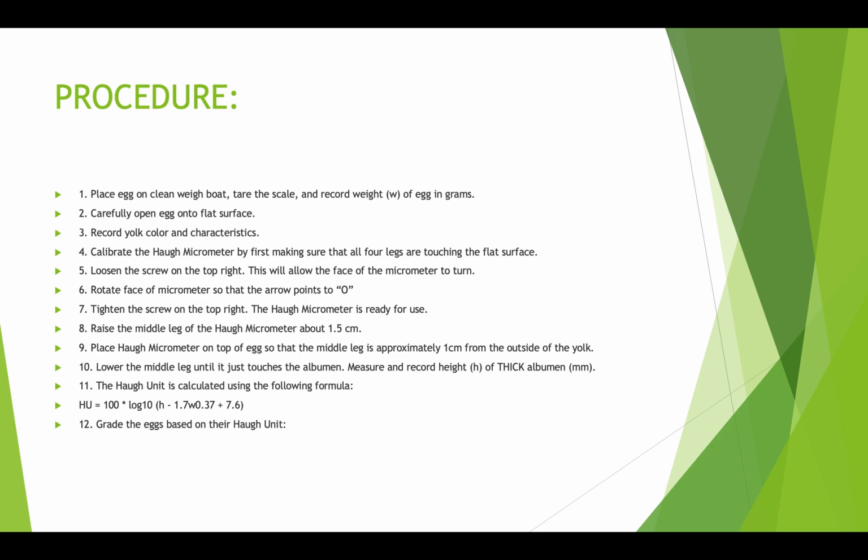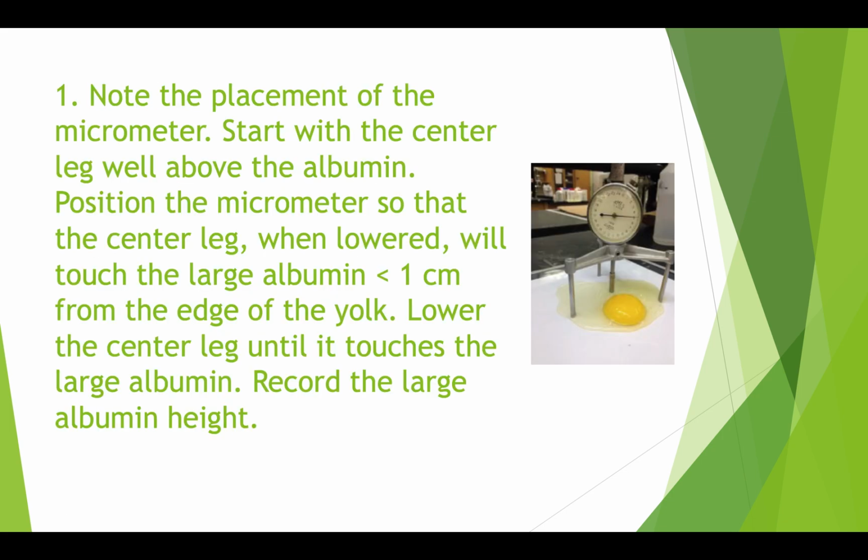Raise the middle leg of the micrometer above 1.5 centimeters. Then place the micrometer on top of the egg so that the middle leg is approximately 1 centimeter from the outside of the yolk. Lower the middle leg until it is just touching the albumin. Measure and record the height of the thick albumin. The Haugh unit is calculated by using this formula. Grade the egg based on their unit.